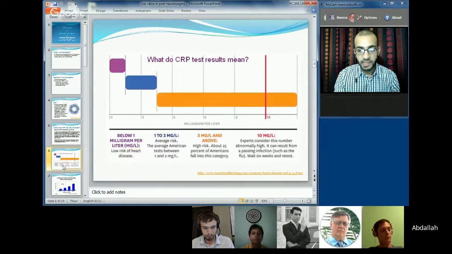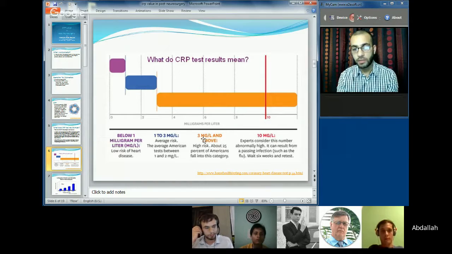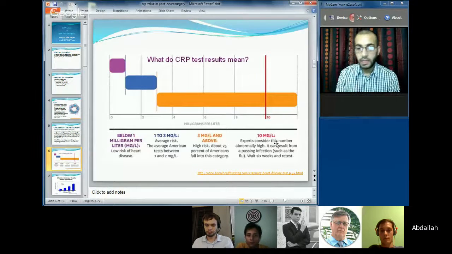Okay, now we have examples for using CRP. Here we have heart disease. As we can see, below 1 milligram per liter, we have low risk of heart disease. 1 to 3 milligrams per liter, we have an average risk. 3 milligrams per liter and above, we have a high risk, and it says here that 25% of Americans fall into this category, so they have high CRP levels. And then we have the extreme 10 milligram per liter, and this number is considered abnormally high.